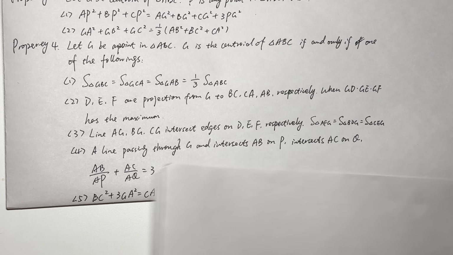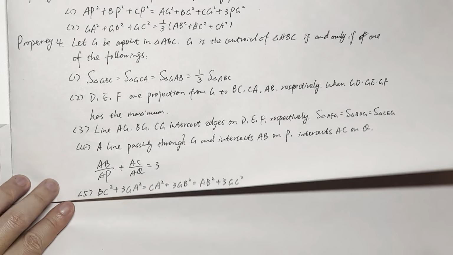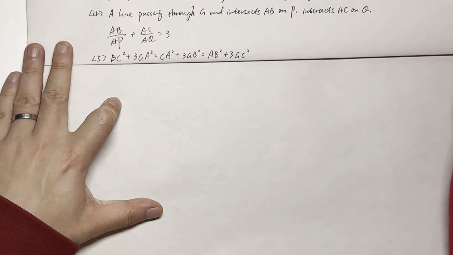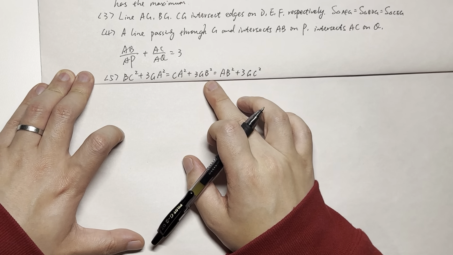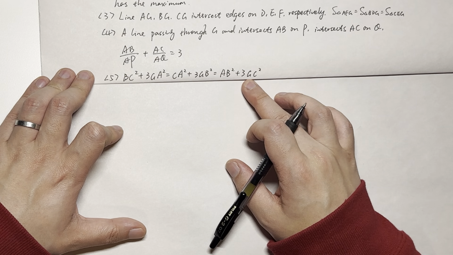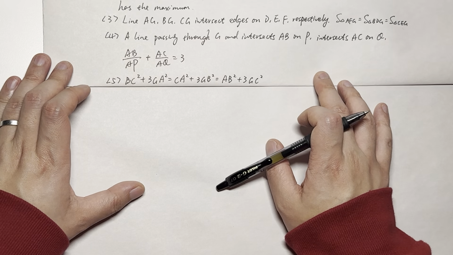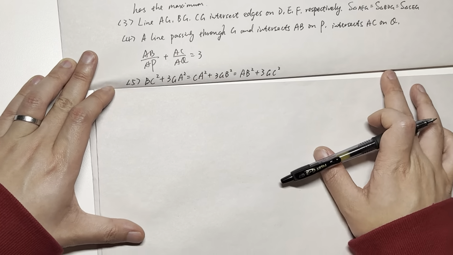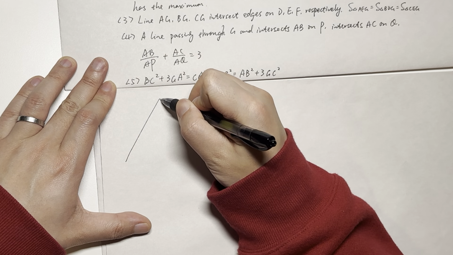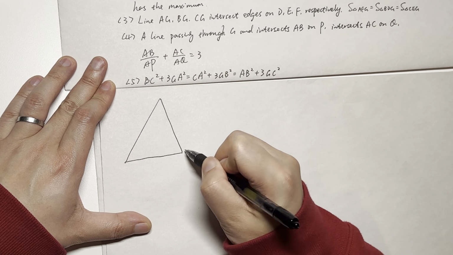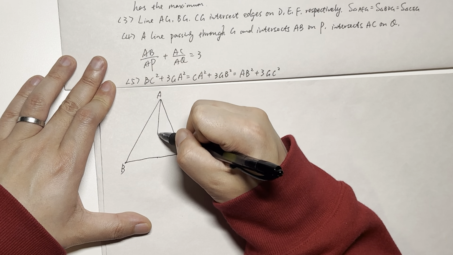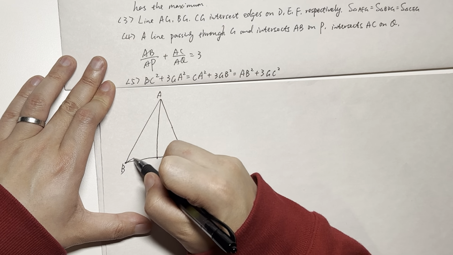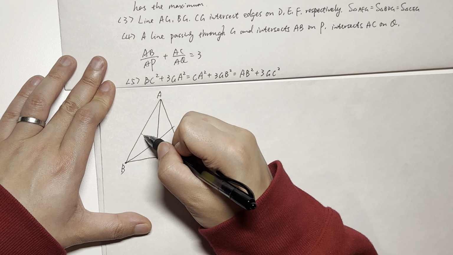Now we want to prove that BC squared plus 3GA squared equals CA squared plus 3GB squared equals AB squared plus 3GC squared. That's a very interesting one. Let's see whether it's true. A, B, C. This is G, right?